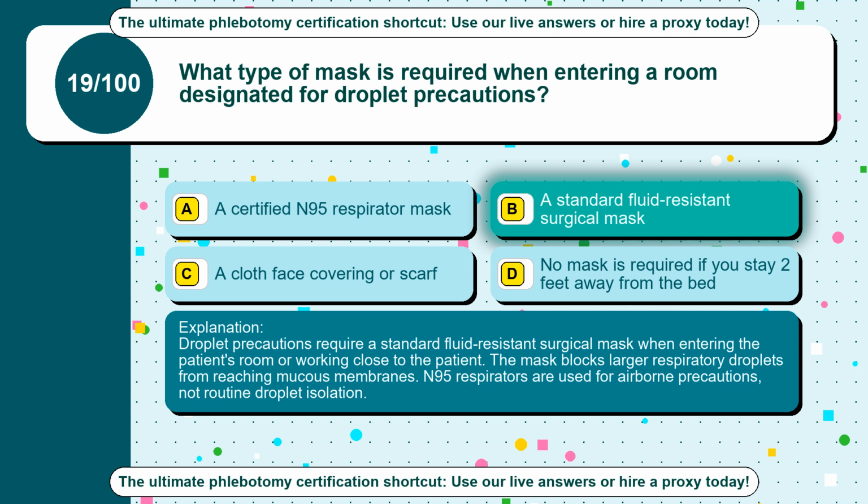Droplet precautions require a standard fluid-resistant surgical mask when entering the patient's room or working close to the patient. The mask blocks larger respiratory droplets from reaching mucous membranes. N95 respirators are used for airborne precautions, not routine droplet isolation.